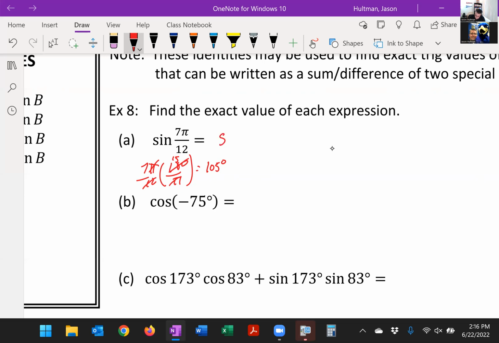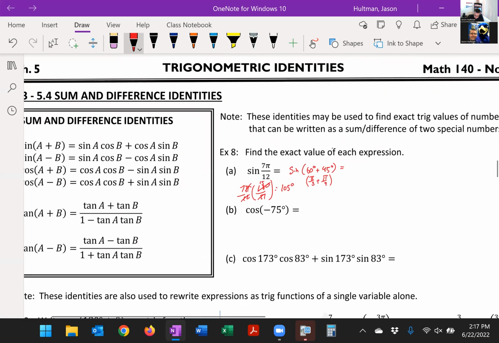So this is going to be the sine of 60 degrees plus 45 degrees. The other way to think about this is that this is the sine of pi over 3 plus pi over 4, and then you would get a common denominator of 12. And so you would end up with 4 pi over 12 and 3 pi over 12, which would end up your 7 pi over 12. So this works. So we want the addition formula for sine. Well, that's the first one.